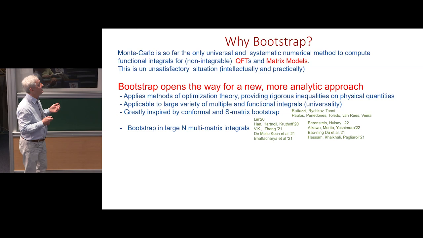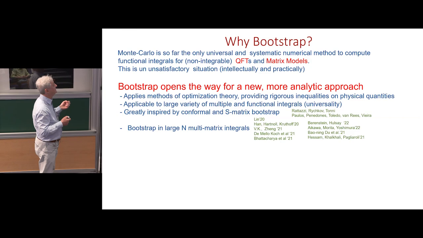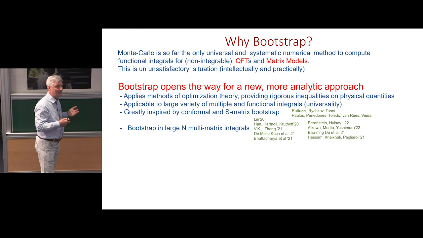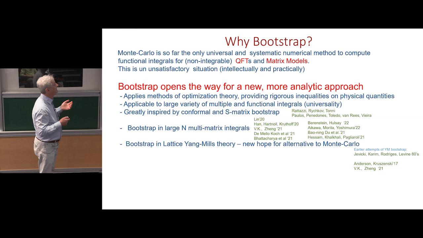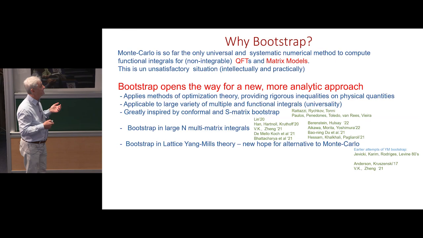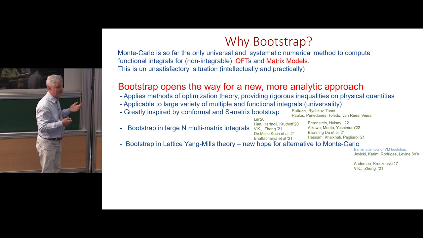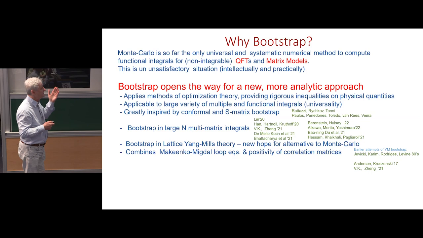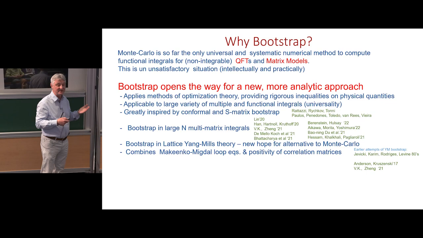Later, also people started working on multi-matrix integrals, and I will speak about our work a little bit on it. And eventually, the most interesting part of our work is about Lattice Young-Mills theory. And I think it's a new hope for an alternative to Monte Carlo. That's why I got excited about this method. In this case, it combines Makeenko-Migdal loop equations and positivity of a certain correlation matrix, enforcing the unitarity of your variables.